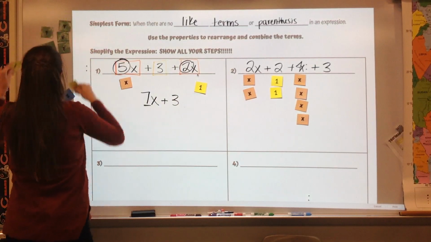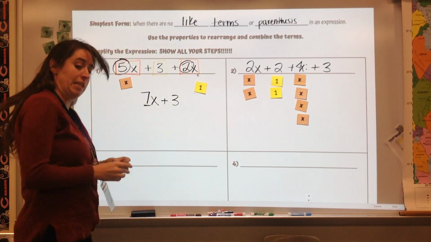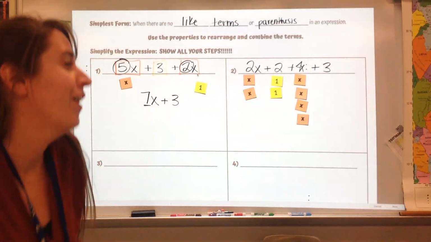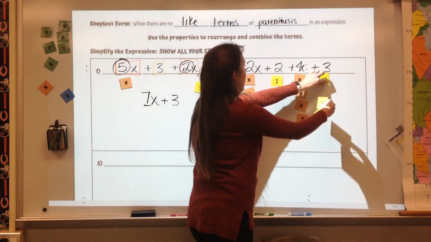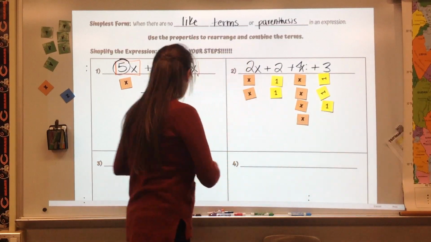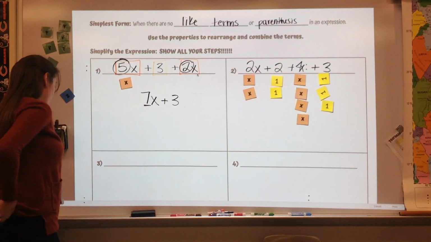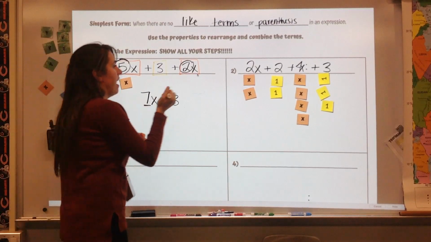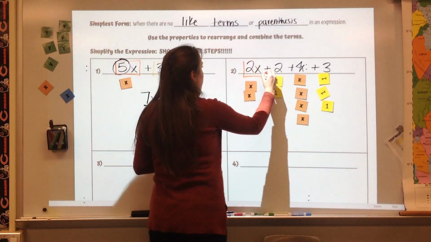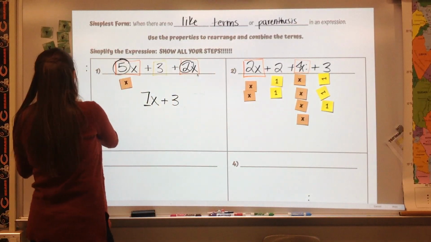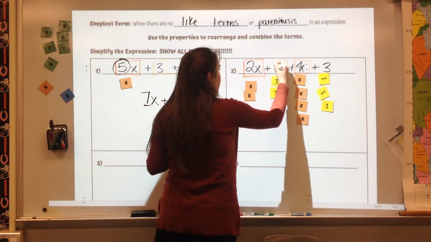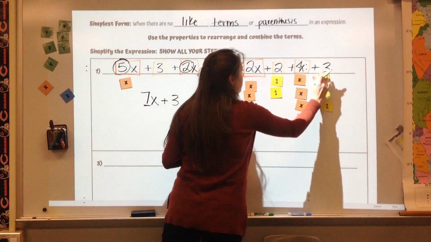And 3 1's, which we need an extra for. Oh, I have it over here. Sorry. Okay, so again, I want you to highlight accordingly. Let's highlight our x's in orange. And I'm highlighting my 1's in yellow. We're highlighting those like terms.